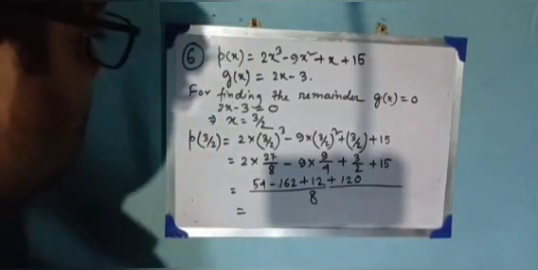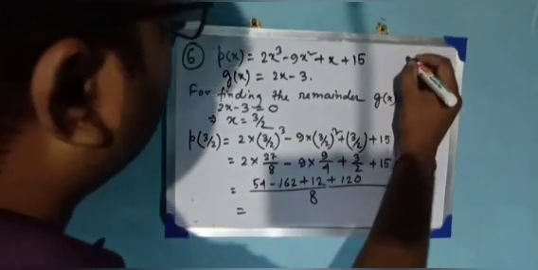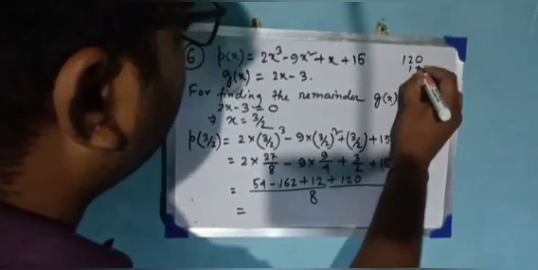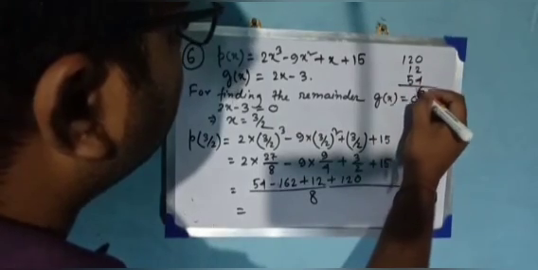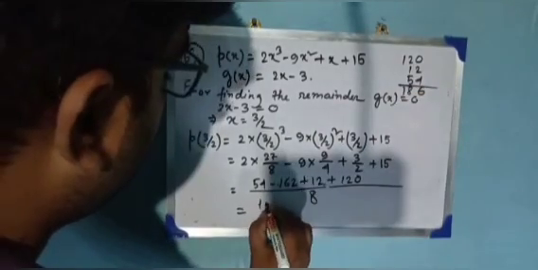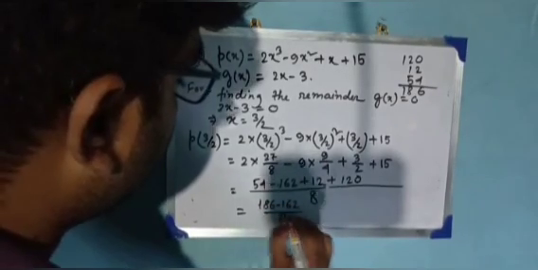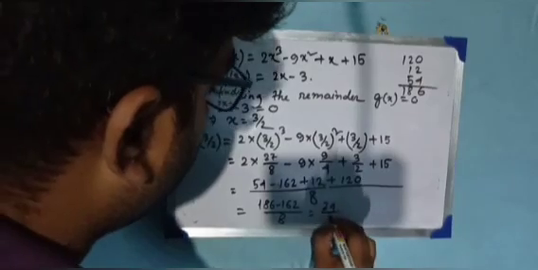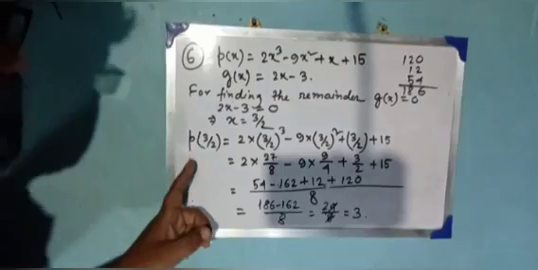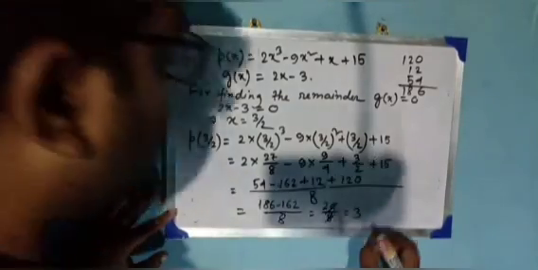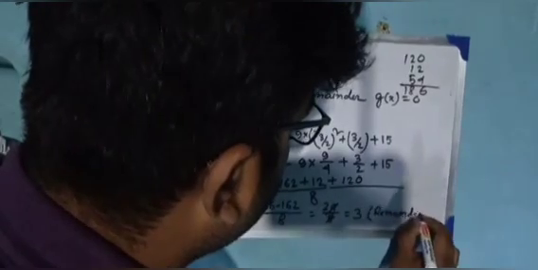So from here we are getting, if we add this 120 with 12 with 54, we get 186. We are getting 186 minus 162 by 8. That equals 24 by 8, that equals 3. So my p(3 by 2) will be the remainder, and this is the answer.